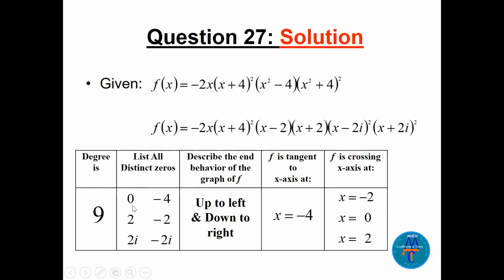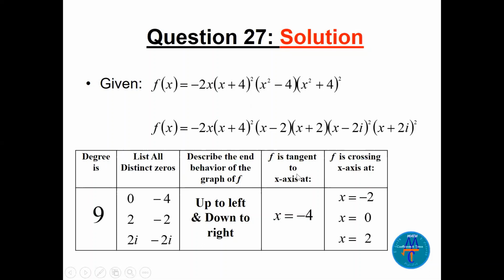List all distinct zeros, all the zeros. So the zeros are 0, minus 4, 2, minus 2, 2i, minus 2i. All the zeros there. Describe the end behavior. Up to the left. Why it's up to the left here? Because the leading coefficient is minus. See, up to the left, down to the right. So this is similar to minus x cubed.